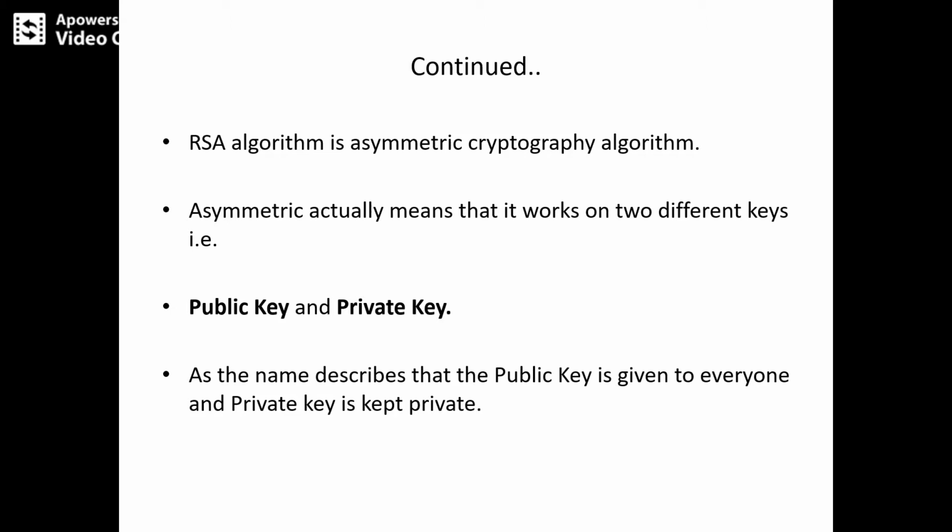As the name describes, the public key is given to everyone and is publicly available. The other key, the secret key or private key, is always kept private, which is not given to or available to everyone. So those are the two different asymmetric keys. This RSA algorithm works on basically two different keys.